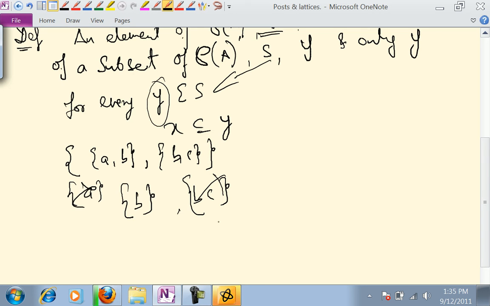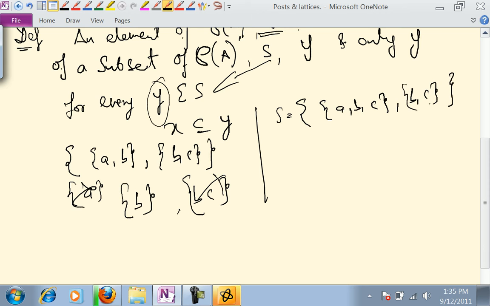So we could also have multiple lower bounds. For example, if I have a subset S equal to {A, B, C} and {B, C}, then what are the lower bounds? {B} can be a lower bound because it is in both sets. {C} can be a lower bound, it is found in both sets. We can have {B, C}, again a lower bound in both sets. Should we have {A, B, C}? No. Or the null set. They are all lower bounds.